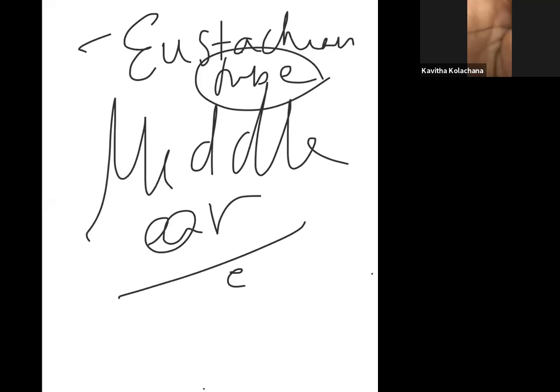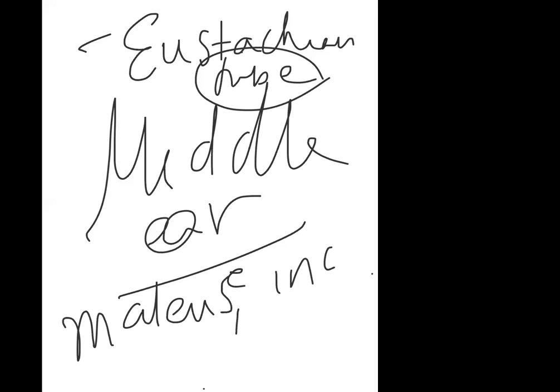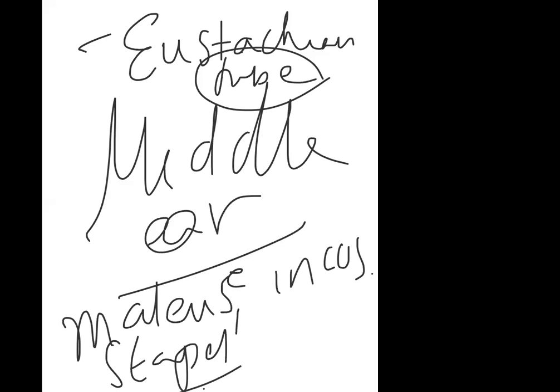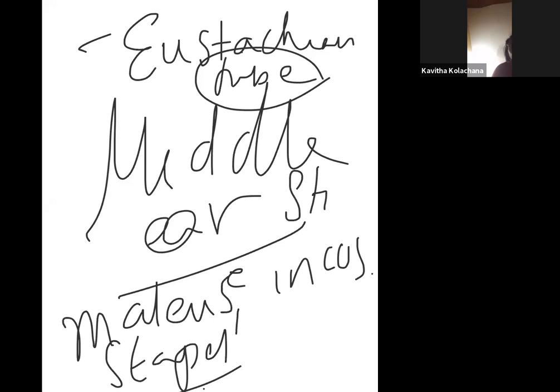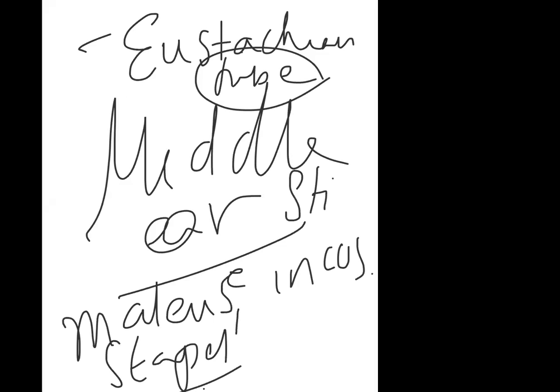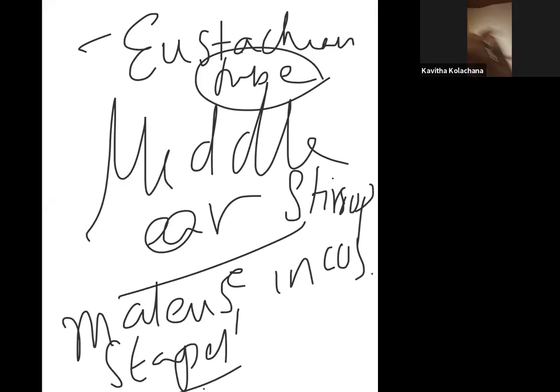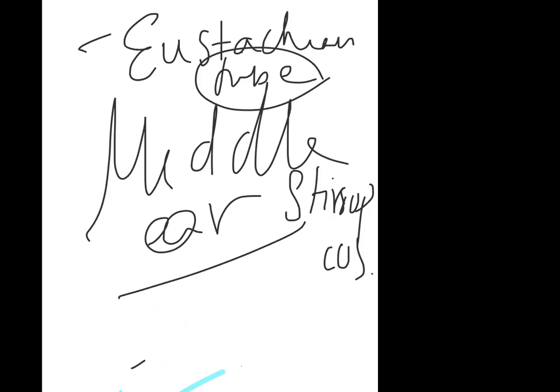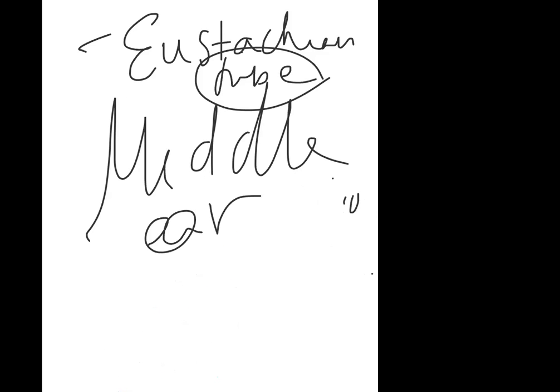What are the three ear ossicles you just told me? Malleus, incus and stapes. What is another name for the stapes? Stirrup bone. So one more name for it is stirrup. Okay, so the stapes is the smallest bone in the body.